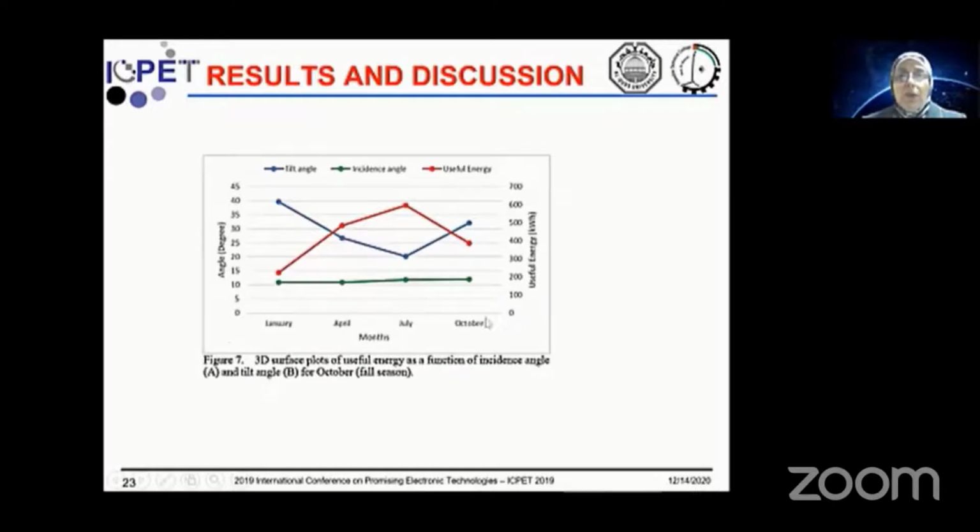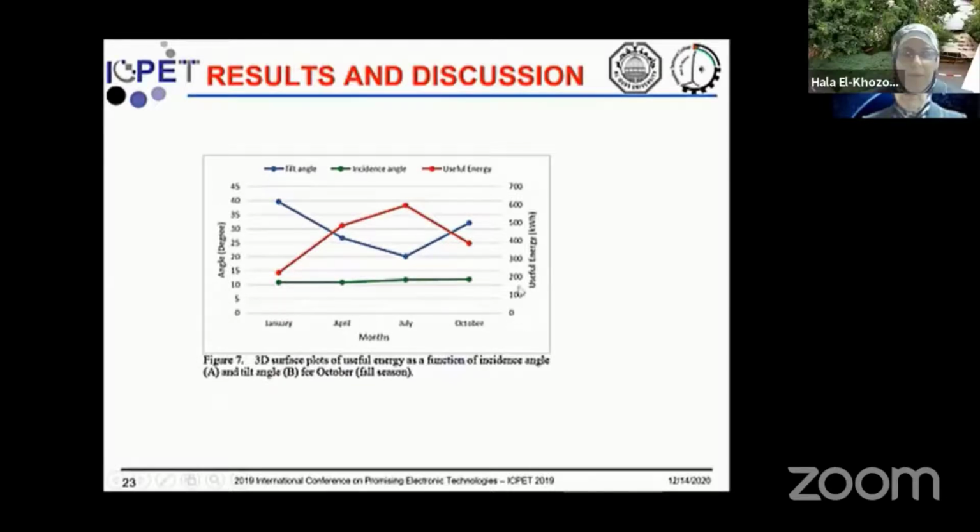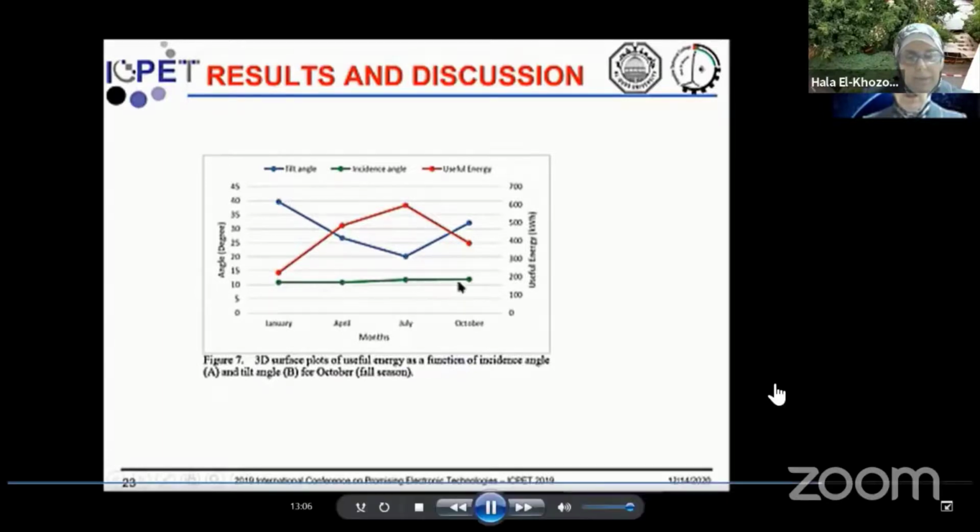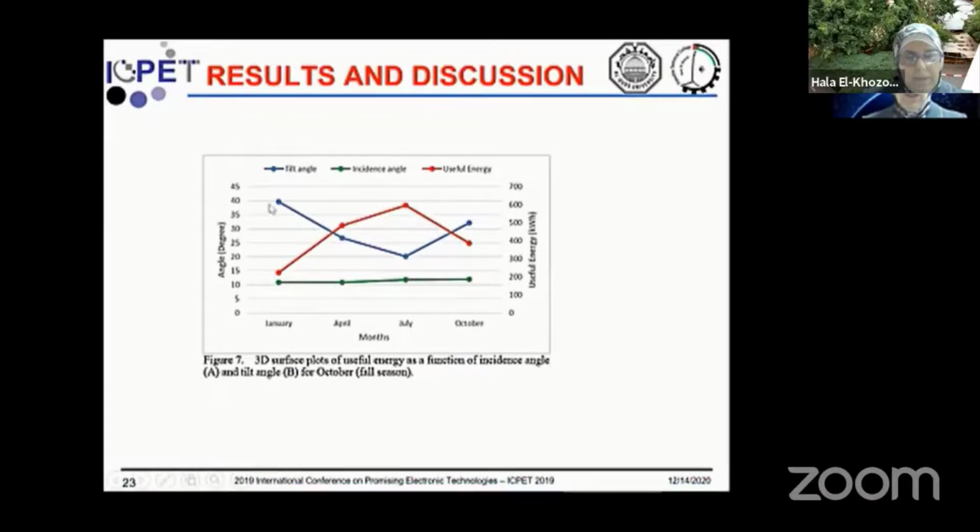This diagram also shows the explanation of the table in a different way. Here is the angle in degrees, here are the months, and here is the useful energy. The green line shows the incidence angle, which is almost stable in all the months, around 10 to 12 degrees. The blue line shows the tilt angle, which varies according to the season. So it changes as we change months and seasons through the year. And the red line shows the useful energy in kilowatt hours.